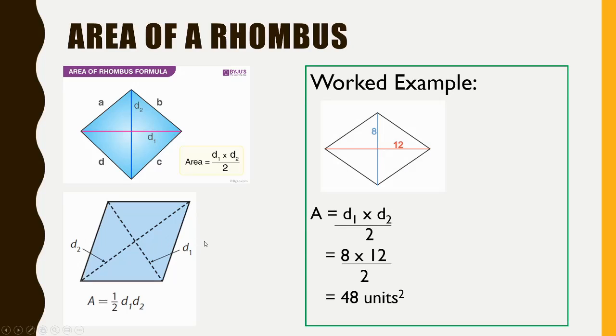Now, here's a worked example. We've worked out this diagonal was 8 units. This diagonal is 12 units. We put it into our formula. I just use this top formula here. D1 times D2 divided by 2. 8 times 12 divided by 2 is 48 units squared. Because we weren't told whether this was centimeters or meters or kilometers, we just wrote down units squared to say that whatever units we're measuring it in, it's the unit squared.